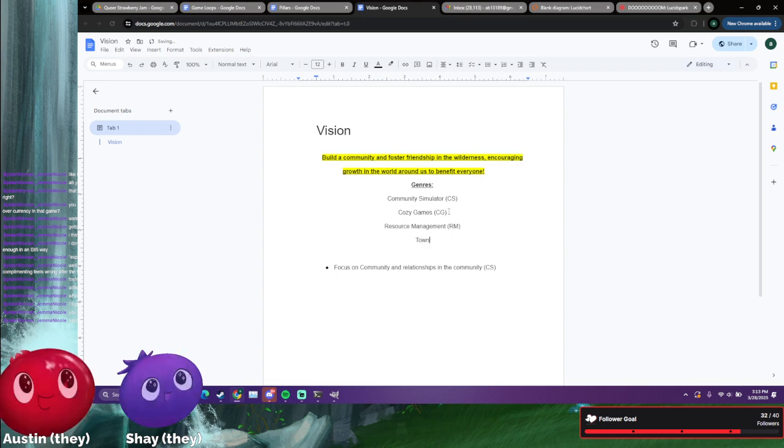I'm also going to throw out town builder as a genre. I probably wouldn't use the language of town, but I'm mostly doing it so that we don't have another word start with C in our acronyms. So TB. Yeah, that's fair. Oh, TB, tuberculosis. Unfortunately, our game has tuberculosis.